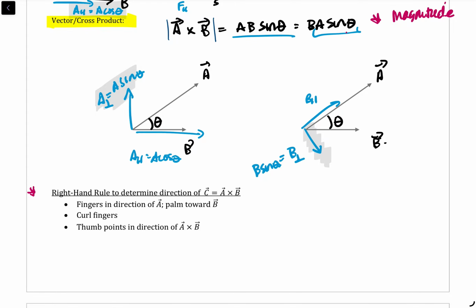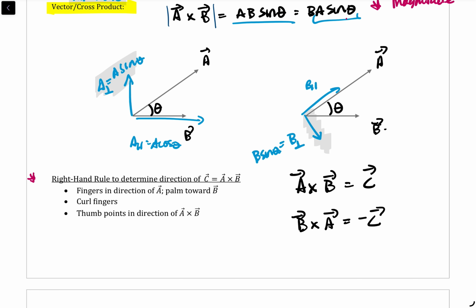So one thing that we can remember, and I'll just write these two pieces out here: if I do A cross B, that's going to equal some vector C. If I do B cross A, right, this is going to equal negative C. So the order that we write the cross product does matter. The magnitude will be the same either way, whether we're doing A cross B or B cross A, but the direction is going to be different.